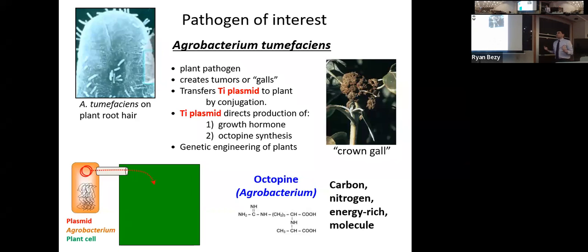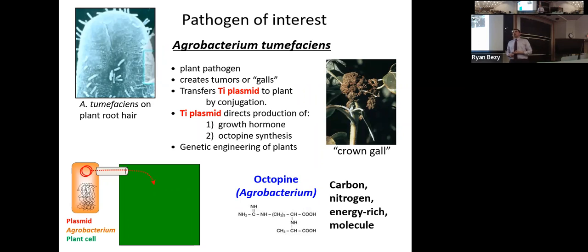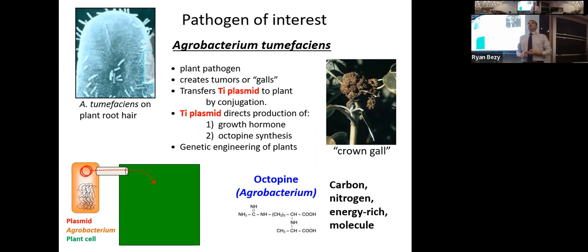It also then causes those plant cells to start making octopines. And this is an example of an octopine molecule, a carbon-rich, nitrogen-rich, energy-rich molecule. It's a food source then for the Agrobacterium.